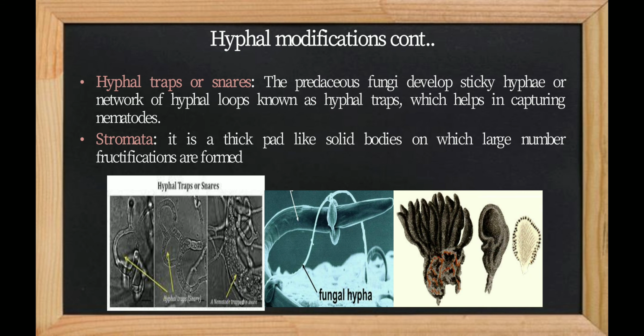The hyphal traps or the snares. These are seen in the predaceous fungi, and they form a network of hyphal loops known as the hyphal traps, which help in capturing especially the nematodes. Next one is stroma. Stromata are thick pad-like solid bodies in or on which the reproductive structures or the fruiting bodies are formed.